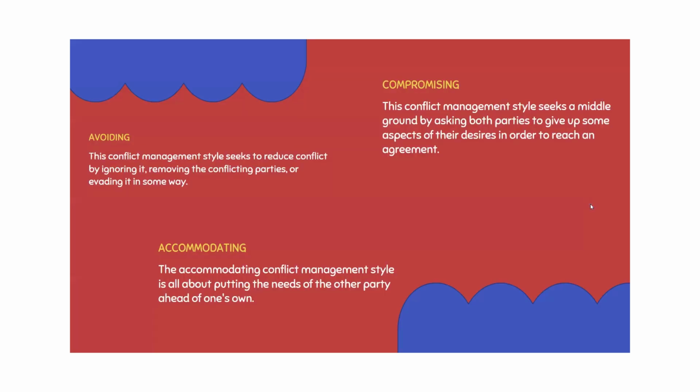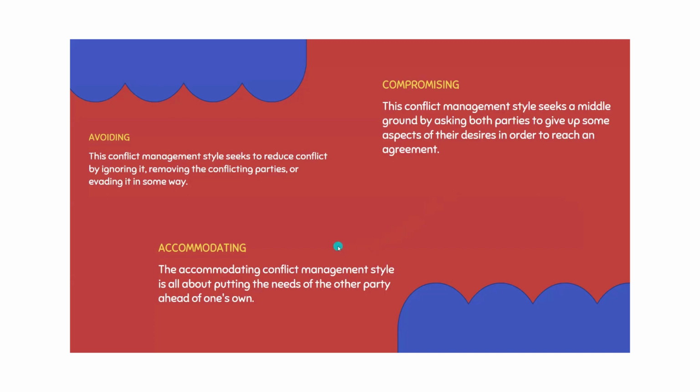And next is avoiding. This conflict management style seeks to reduce conflict by ignoring it, removing the conflict parties, or evading in some way. Team members who are in disagreement can be removed, and individuals or groups can do that too.